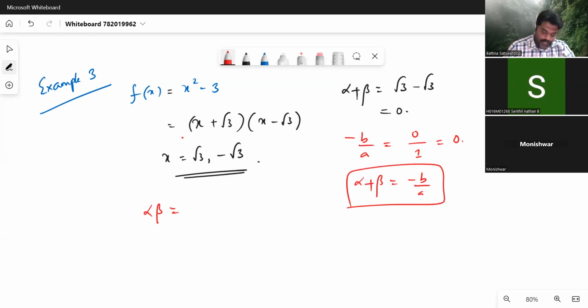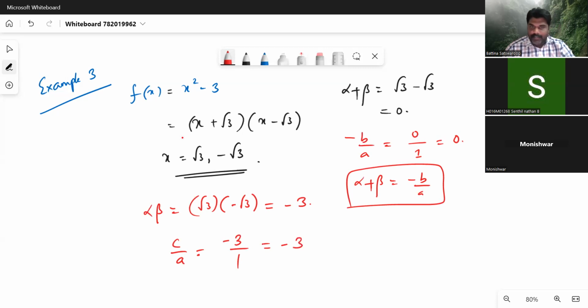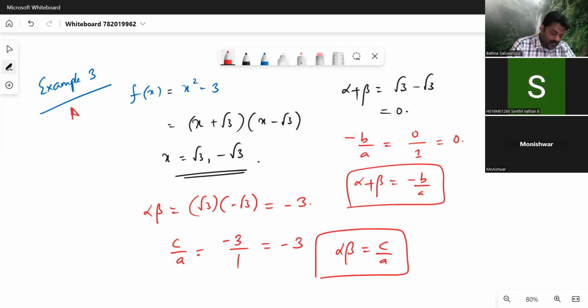Coming to alpha into beta, that is root 3 into minus root 3, I will get minus 3. C by a: c value is minus 3, a value is 1, that is minus 3 again. Therefore, alpha into beta is equal to c by a. Right? This is an important one.